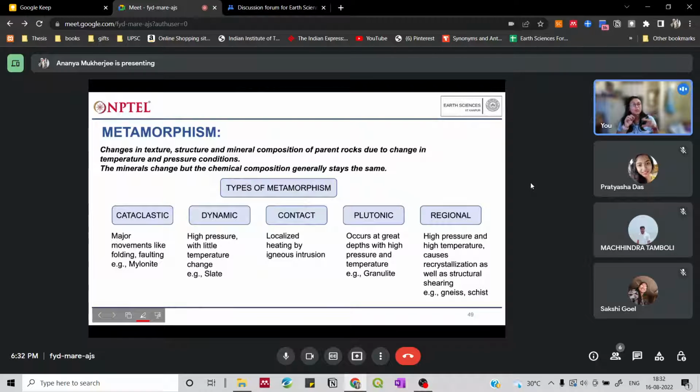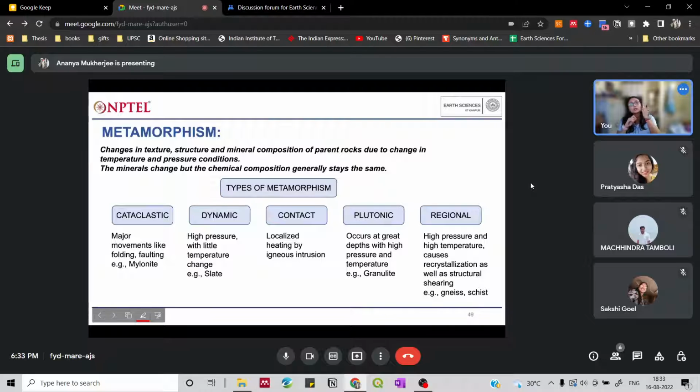Plutonic metamorphism happens at, like, a subduction zone, where the rocks move towards greater depths due to, say, one plate subducting below the other. At greater depths you have high pressure and high temperature, and due to that you will have plutonic metamorphic rock. Granulite is a group of metamorphic rocks that are formed due to plutonic metamorphism.